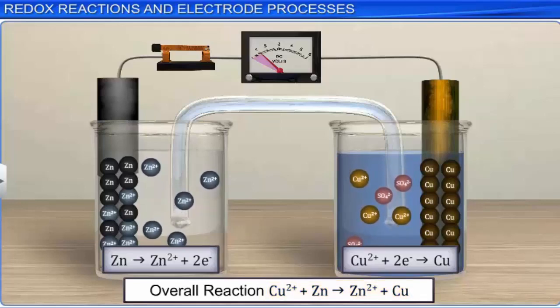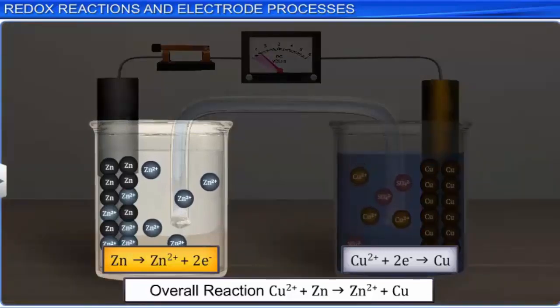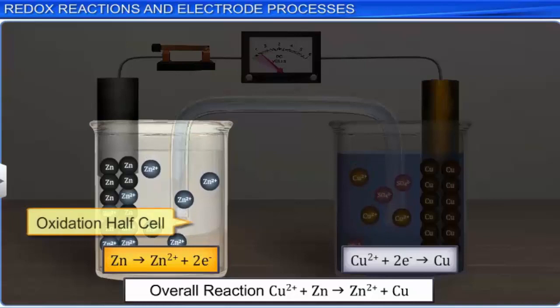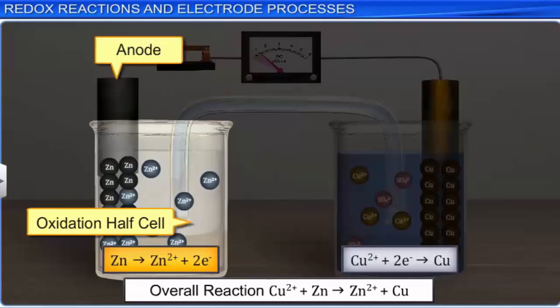Note that Zn loses electrons and undergoes oxidation, and hence the beaker in which the zinc rod is immersed in zinc sulfate solution is called the oxidation half cell. The electrode at which oxidation takes place is called the anode.